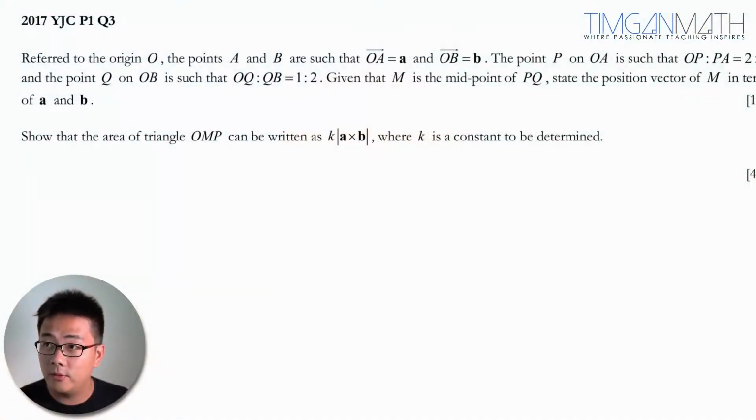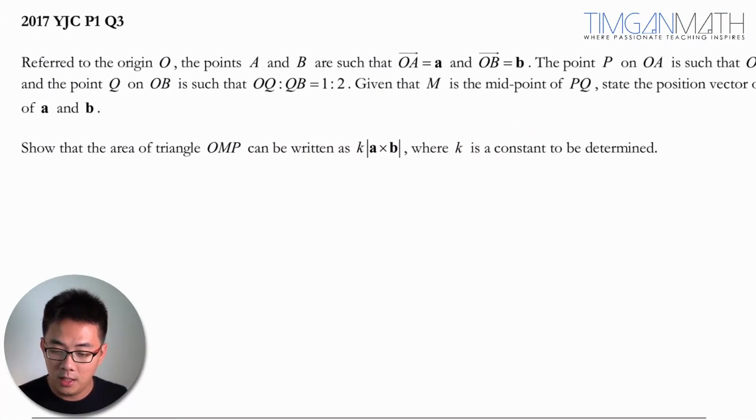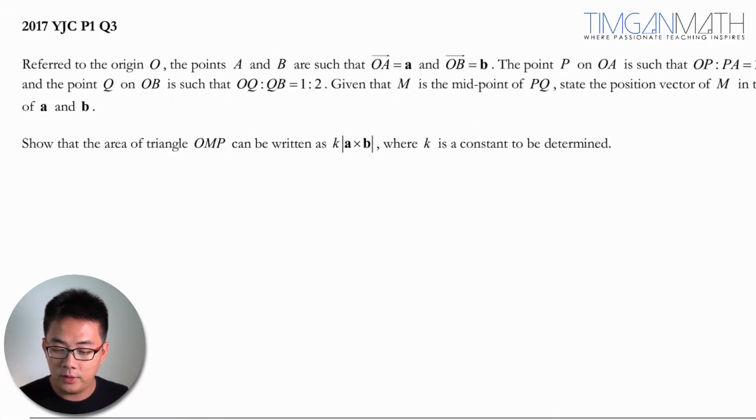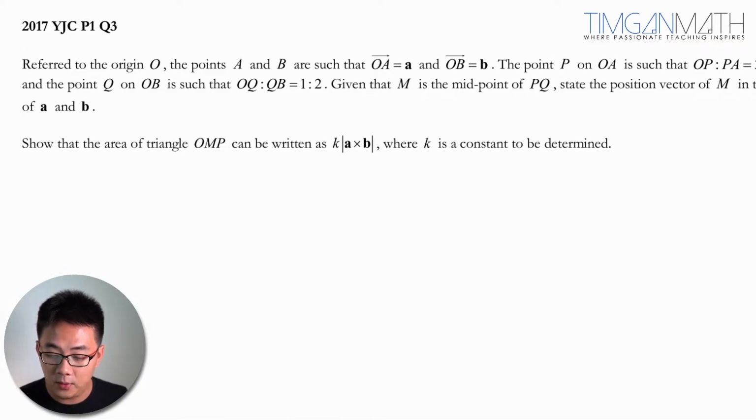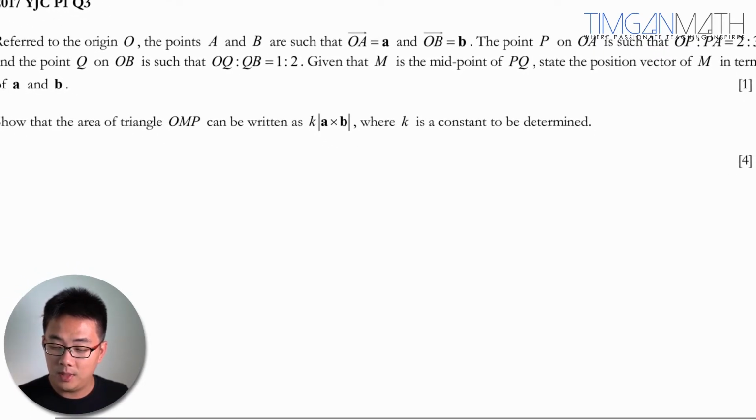Alright, students, let's look at this question on vectors, which was taken from the year 2017 YJC Paper 1 question 3. You are told that, referring to the origin O, the points A and B are such that OA is A and OB is B, just like the common notation that we usually use. The point P on OA is such that OP:PA is 2:3.